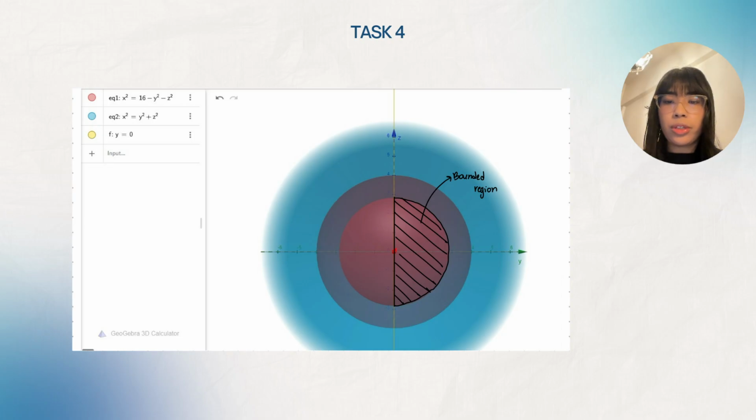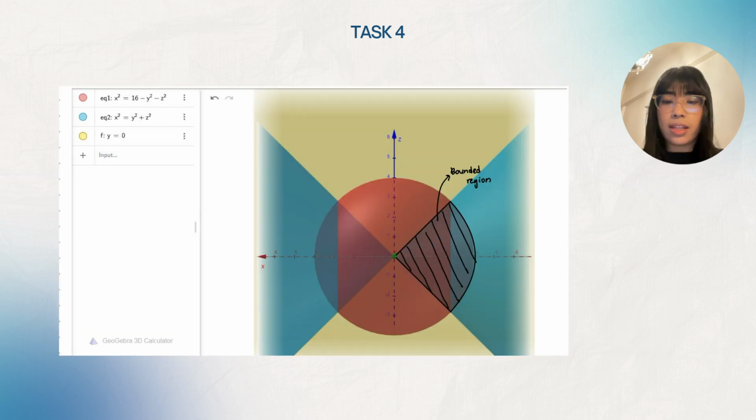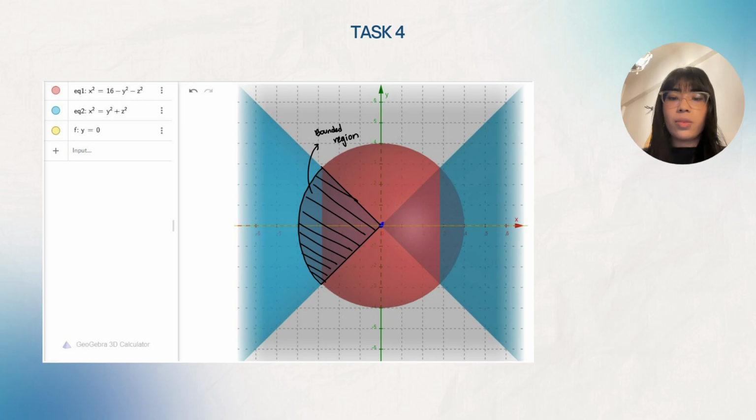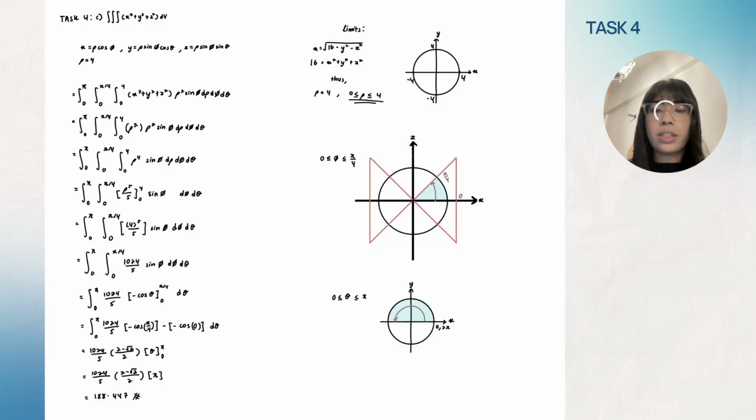And then B is to draw the projection of the diagram using mathematical applications. I've drawn the projections as well using GeoGebra. So this is the y and z axis, and the following is the bounded region. This is the x and z axis, and I've also sketched the bounded region. The following is the x and y axis, and the following is the bounded region.